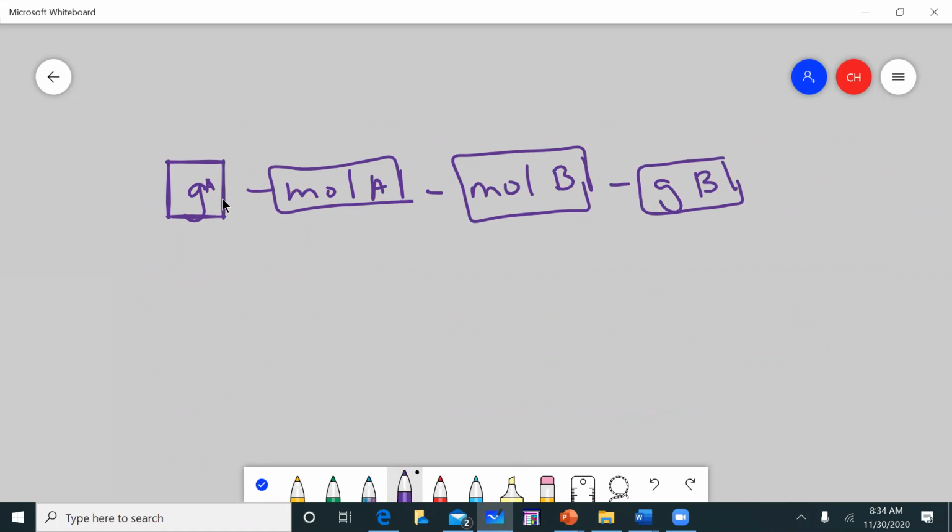So this grams of A to moles of A, this was molar mass of A, right? Molar mass of A. This was molar mass of B. And how did we get from moles of A into moles of B? This was that magic step where we had our coefficients from the balanced equation.